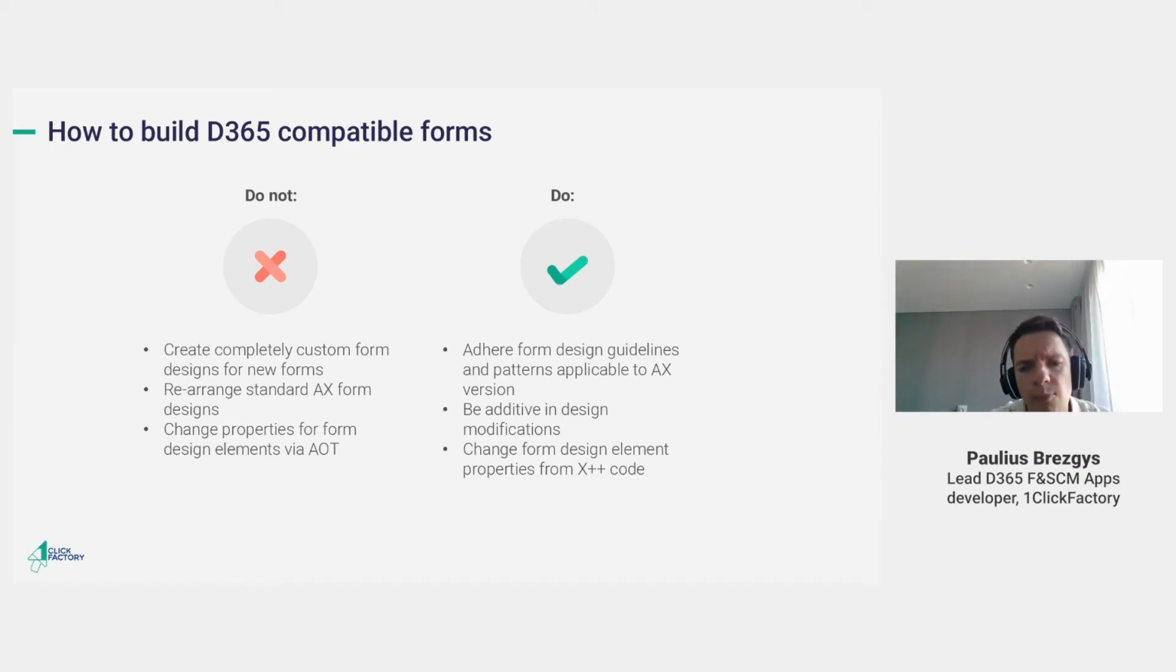That's a bit of a problem when migrating to Dynamics 365 because you cannot really do that in Dynamics 365 anymore. You can change properties, some on the extensions. However, it's quite limited. So what you can already do in AX 2012 or AX 2009 to make it more upgrade friendly is you can change these form design element properties from X++ code.